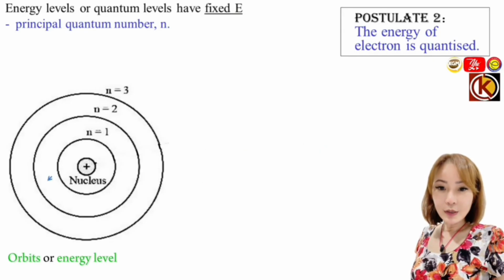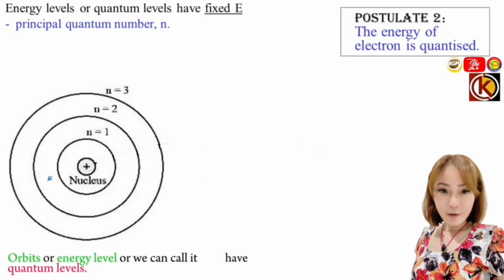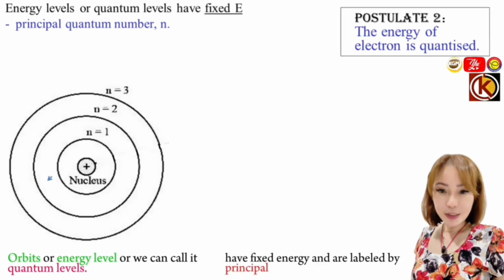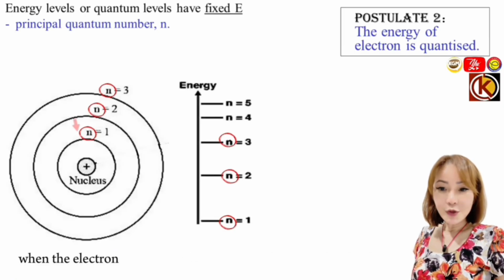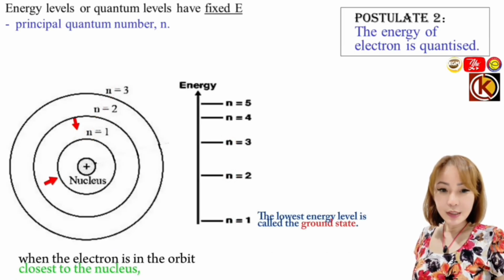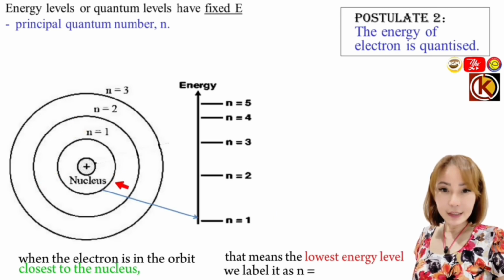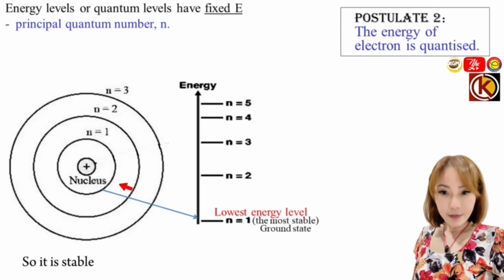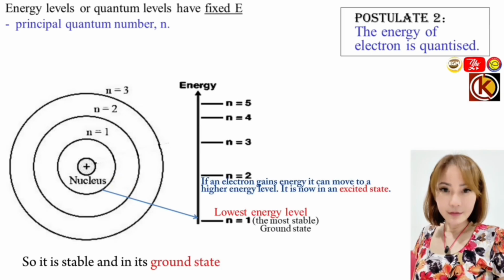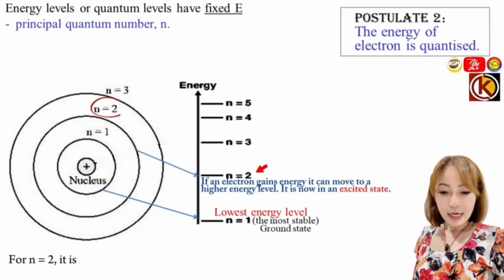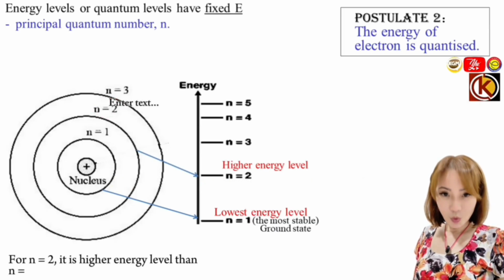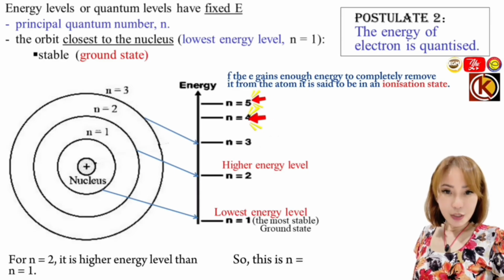Orbits or energy levels, or we can call it quantum levels, have fixed energy and are labeled by principal quantum number n. When the electron is in the orbit closest to the nucleus, that means the lowest energy level, we label it as n = 1. So it is stable and in its ground state. For n = 2, is higher energy level than n = 1. So this is n = 3 and so on.